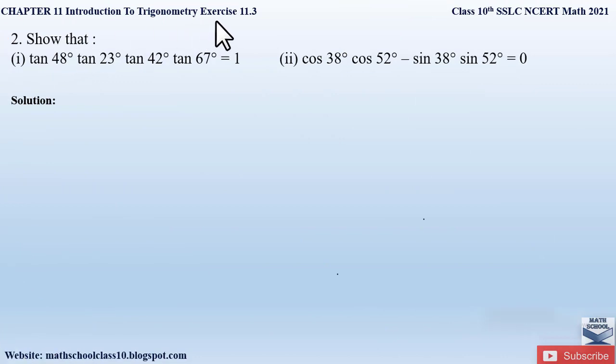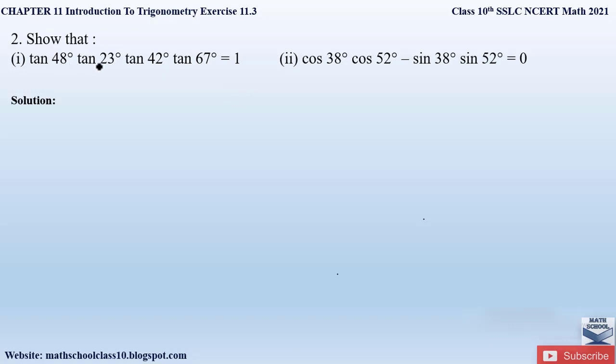Question number 2 from exercise 11.3, chapter 11, Introduction to Trigonometry says, show that. There are two parts to the question, and they have given us the equations and we have to prove the left hand side is equal to the right hand side. In the first part, we have to prove tan 48 degree into tan 23 degree into tan 42 degree into tan 67 degree is equal to 1.